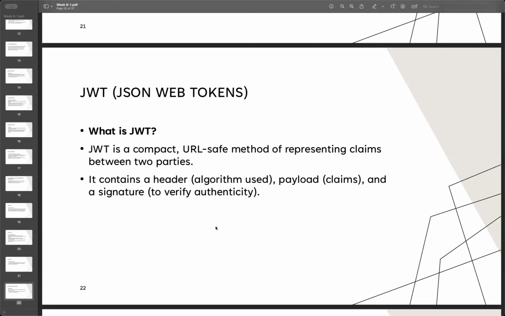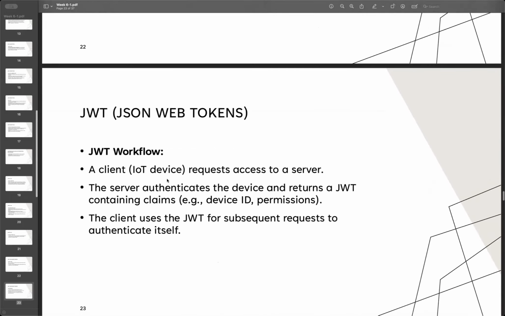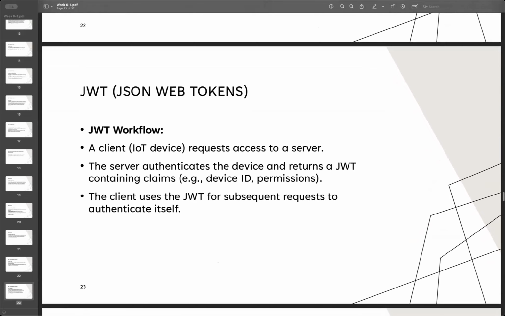They work together. For the workflow, first the client, that means the IoT device, will want to request access to the server. The server will try to authenticate the device, and then it will return a JWT containing the claims, like the device ID and permissions. The client, the IoT device, can then use this JWT for subsequent requests to authenticate itself, so you can use it to connect to the API.